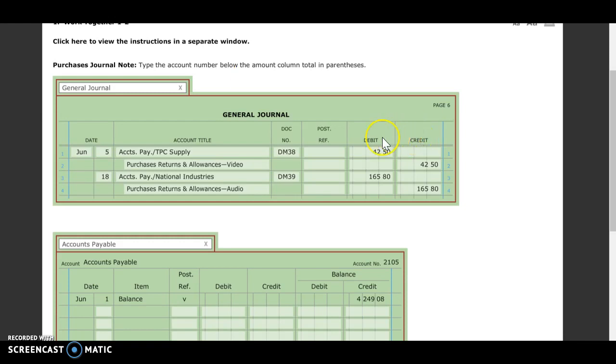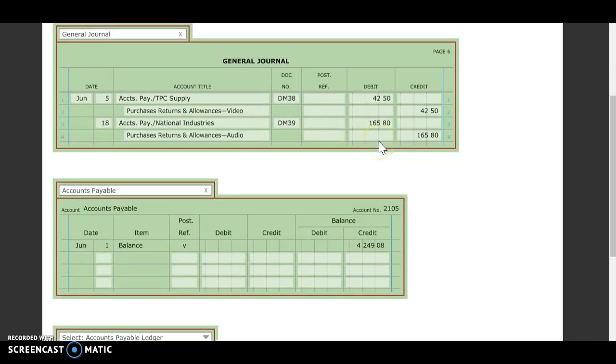So, we are now posting our general journal because we already posted our purchases. First account, we're going to post to our accounts payable. You probably already have one posted to here. June 5th, though, we're going to label that as G6, General Journal, page 6. We have a debit of $42.50.